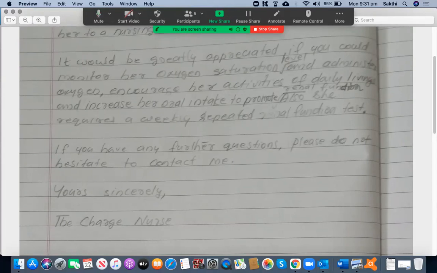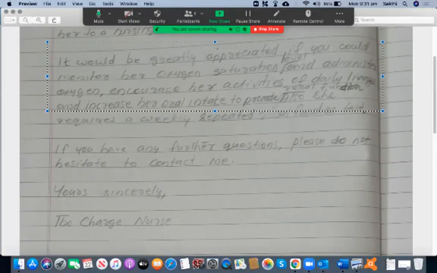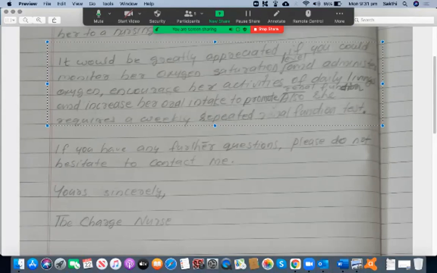promote renal function. Okay, whenever you have to write down so many things, if you feel that you may commit grammatical mistakes, it is okay to split it into two sentences. Do you understand? You don't need to write all those things in one sentence itself. If you could monitor her oxygen saturation level and administer oxygen, comma, encourage her activities of daily living, and increase her oral intake to promote whatever it is. So this "and administer" needs to be removed and replaced with the comma.